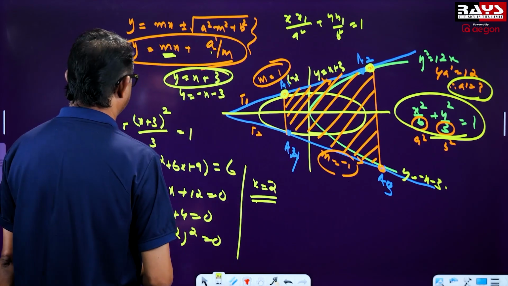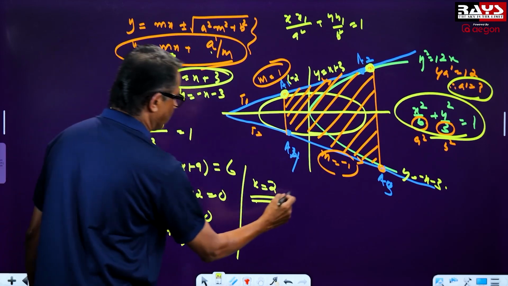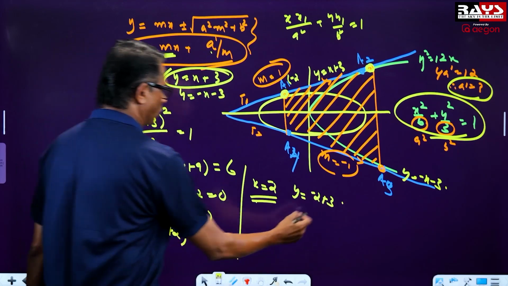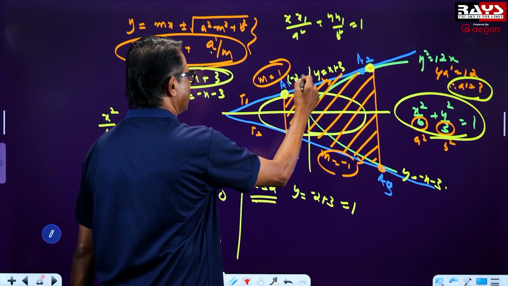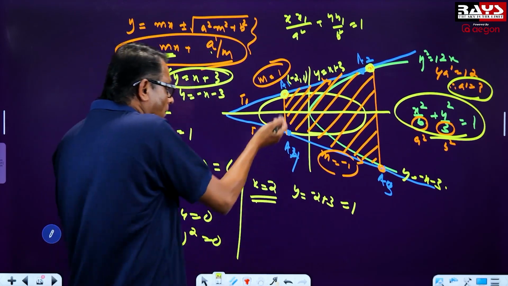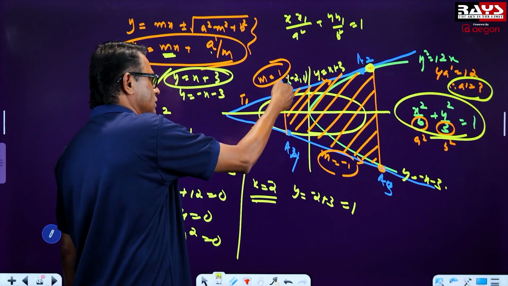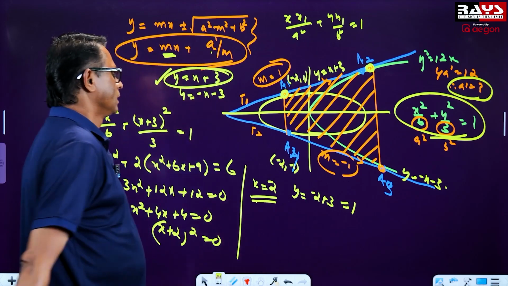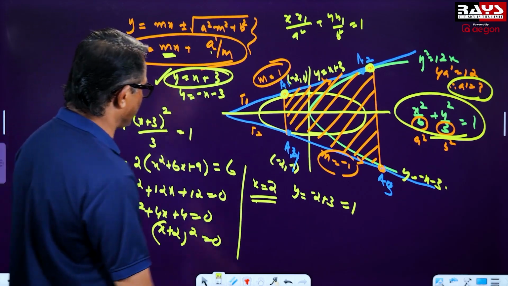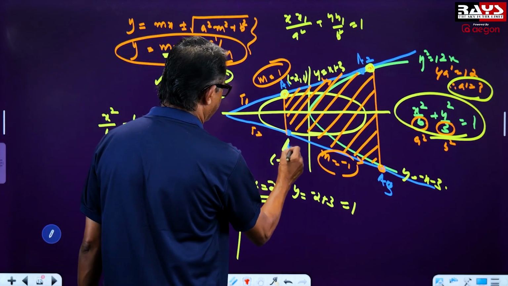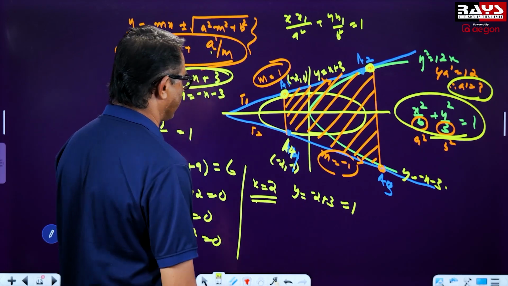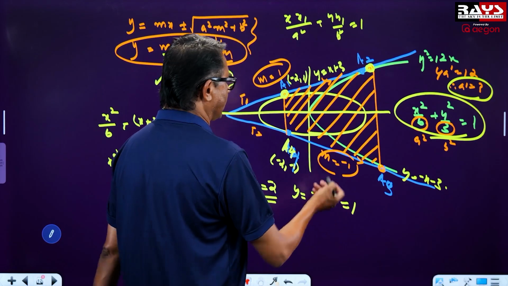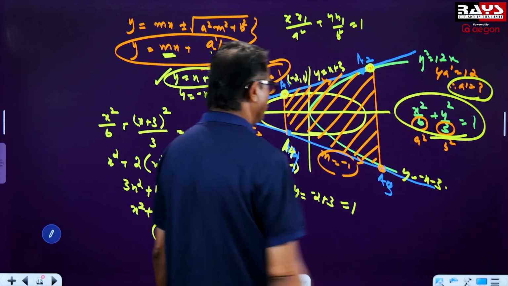Okay, so what would be the y coordinate? y is equal to x plus 3. y is equal to minus 2 plus 3. Minus 2 plus 3 is equal to what? 1. So this point is 1. Okay, so by symmetry, what happens? This below point will be what? Minus 2, minus 1. So A4 will be minus 2, minus 1. And again, to find this point, you can put y equal to x plus 3 in this, y square equal to 12x.